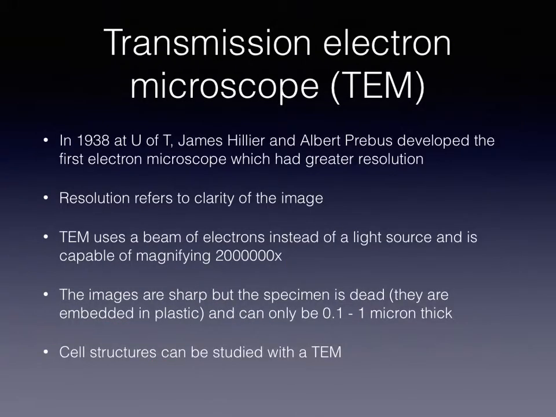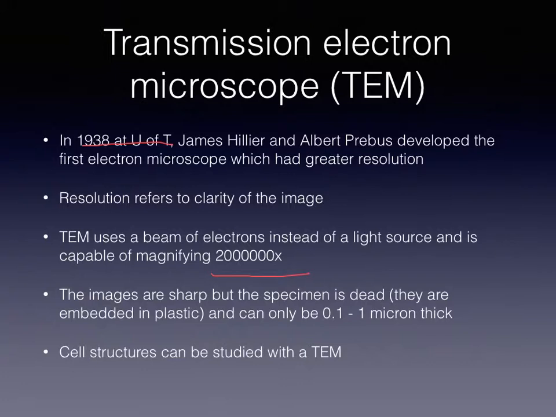Transmission electron microscope, also known as TEM. In 1938, at U of T, University of Toronto, James Hillier and Albert Prebus developed the first electron microscope, which had greater resolution. Resolution refers to the clarity of the image. So, with greater resolution, you have greater clarity of the image. TEM uses a beam of electrons instead of a light source, and it's capable of magnifying 2 million times. So this is much bigger than the 2,000 times that a light microscope can.